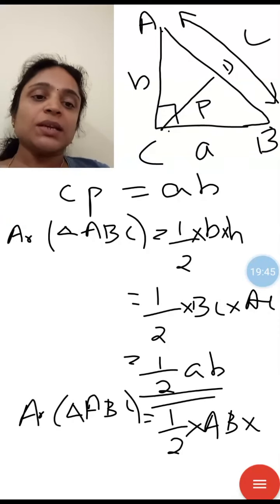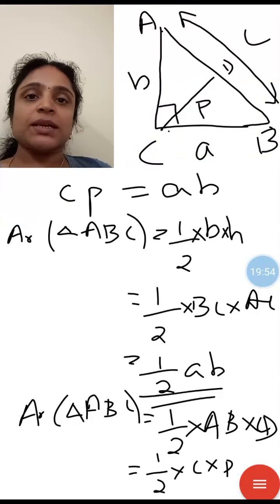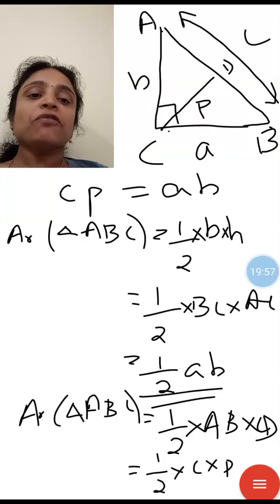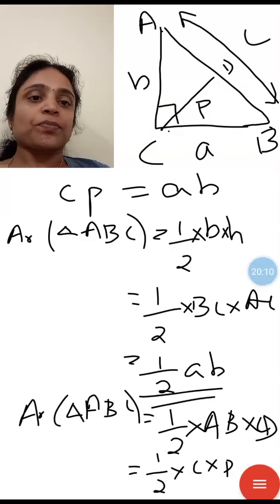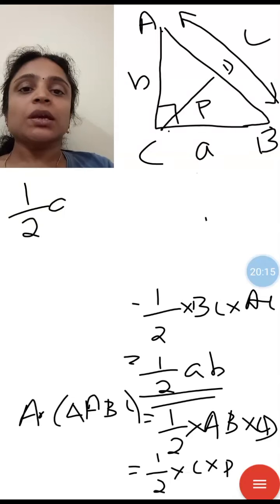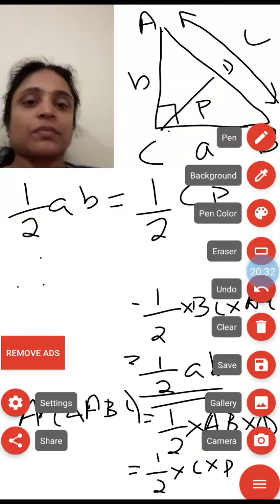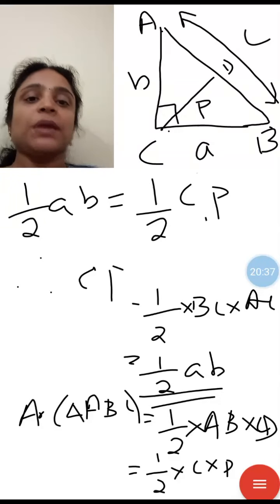So, which is equal to half into c into CD, and the length of CD is p. So, we got the area of triangle ABC equal to half of ab and the area of triangle ABC equal to half of c into p, which means half of ab equal to half of cp. Therefore, cp equal to ab.